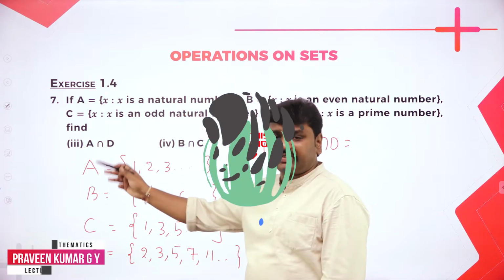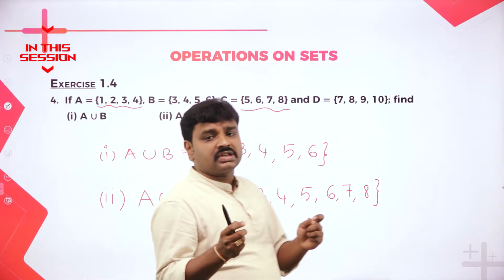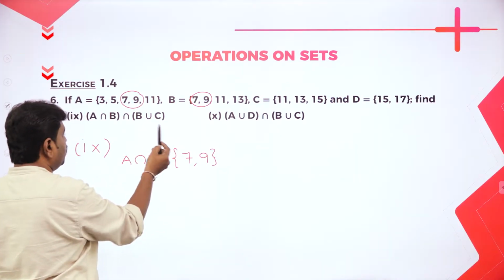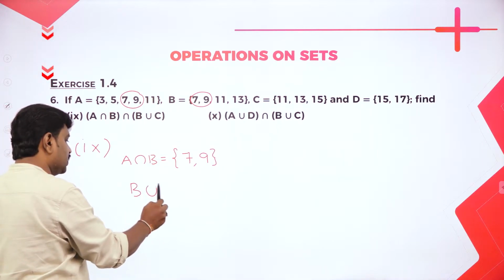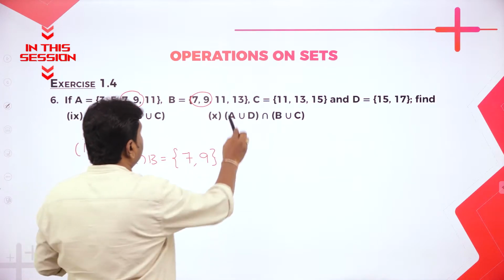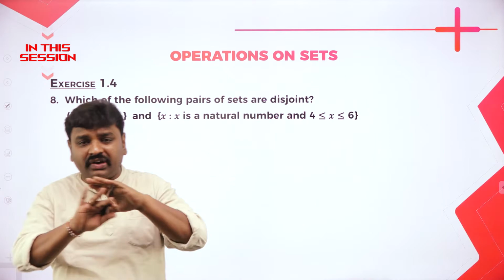Clearly, D is a subset of A. D is a subset of A means you will get D. Union means combine the elements of both the sets without repeating any element. Then I want this B union C. Find B union C separately. What is B union C? Write the elements of B and C both.